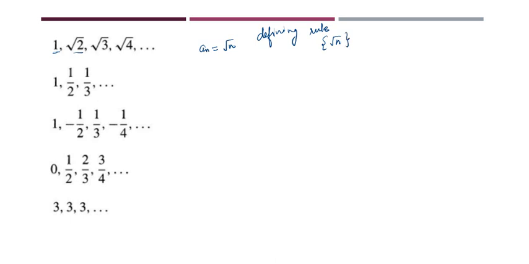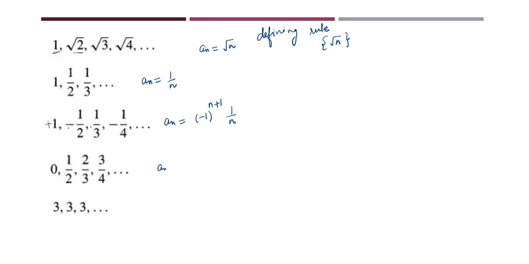Okay, here the nth term will be 1 by n. What about this one? Nth term will be 1 by n, but you have a positive term, then a negative term, positive and negative. So I can write minus 1 raised to the power n plus 1. So when you substitute n is equal to 1, you'll get the first term of the sequence. When you substitute n is equal to 2, you'll get the second term of the sequence, and so on.